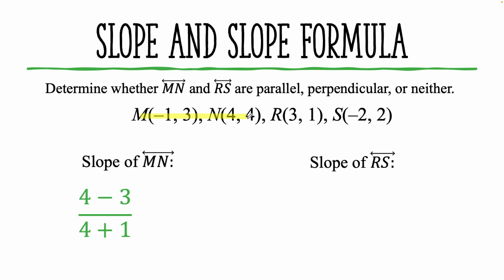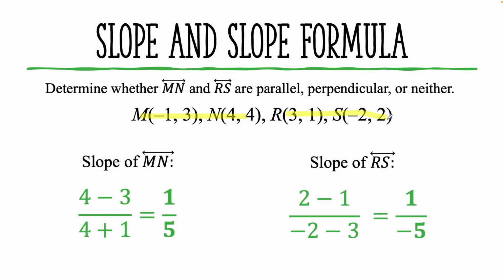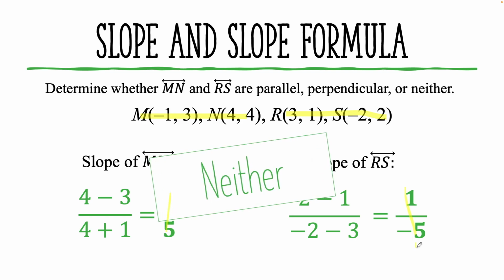One more. So let's do MN again first. 4 minus 3 over 4 plus 1. 1 over 5, okay? And then RS, we get 2 minus 1 over negative 2 minus 3, which is 1 over negative 5. So what do you think about this? Well, they're almost the same. We've got 1/5 and 1/5, but this one's negative. See that? So they're not negative reciprocals, but they're not exactly the same either. So these 2 lines are neither parallel nor perpendicular.